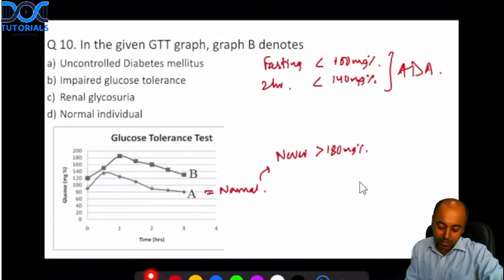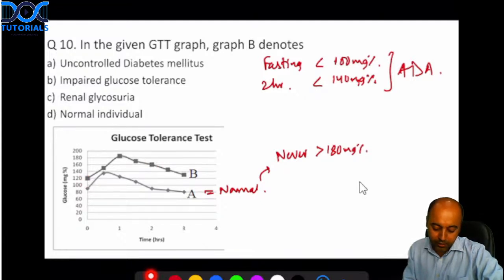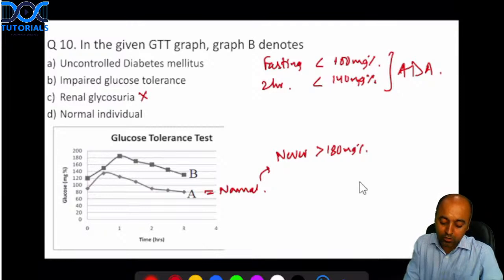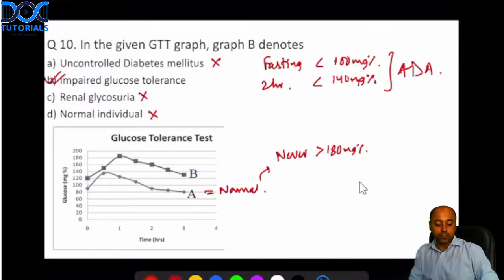You can see here in B, the 0-hour value is greater than 100 and the 2-hour value is greater than 140, but it is less than 200. So this is not a diabetic patient. The peak value is greater than 180, so you cannot comment on renal glycosuria, and you cannot call it renal glycosuria. This is not uncontrolled diabetes mellitus. This is not a normal individual. So this is a case of impaired glucose tolerance.